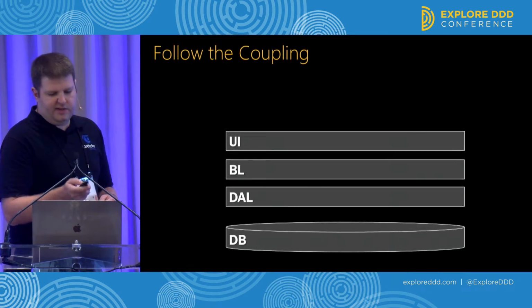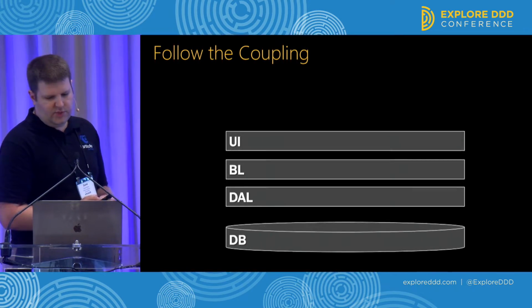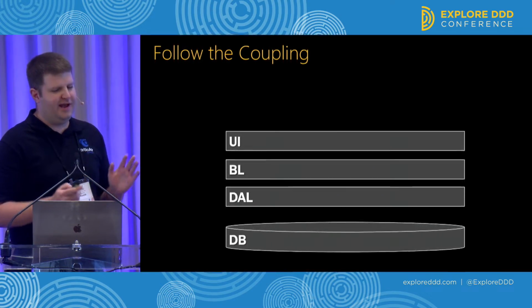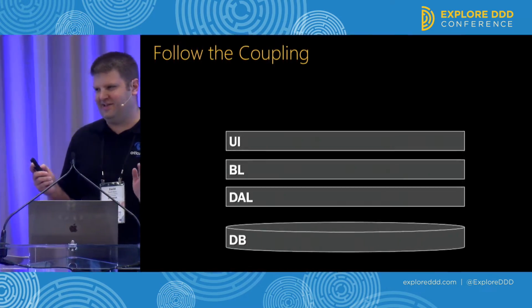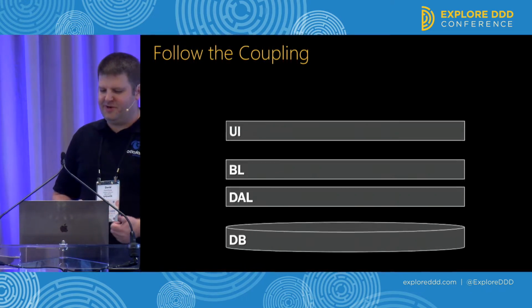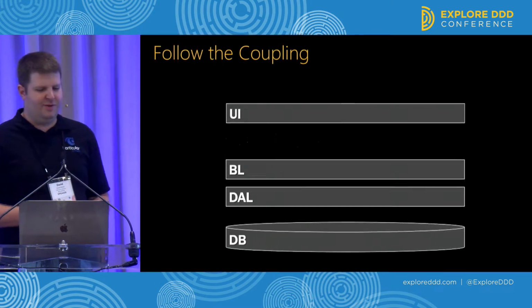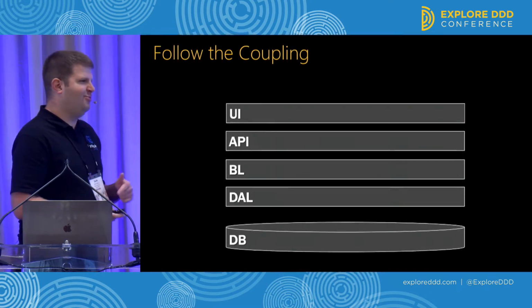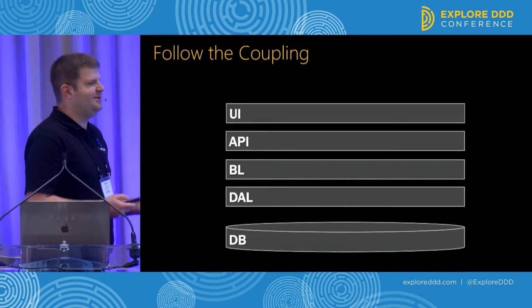So because of all this coupling, what people sometimes do is they say, I know, I have a great idea to get rid of the coupling. What we're going to do is we're going to move that UI layer up. We're going to put an API layer in the middle. Problem solved. Except it doesn't solve the problem.